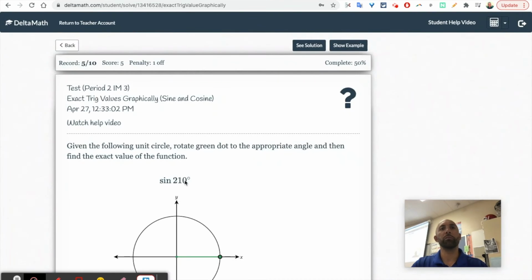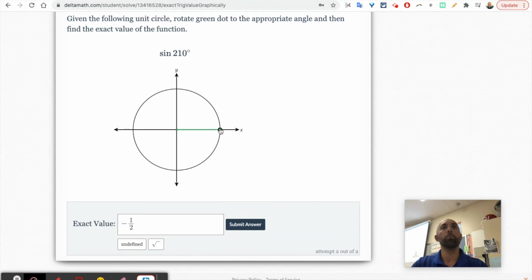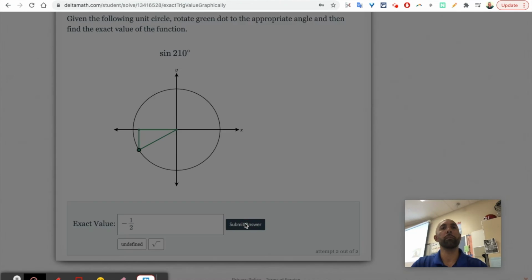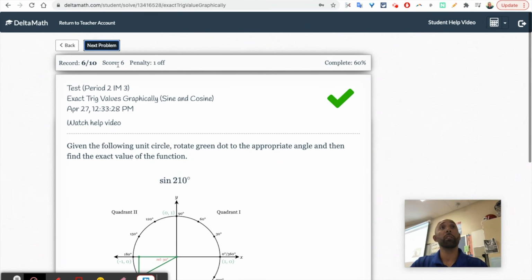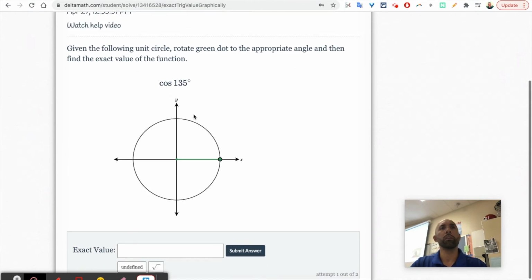Oh, I forgot to do the angle first. Oops. All right, so I got to go all the way around. There's 180, 30 more degrees, that spot right there. So if you're noticing you're getting something wrong, it might be because you forgot to do the angle just like I was doing there. Okay.